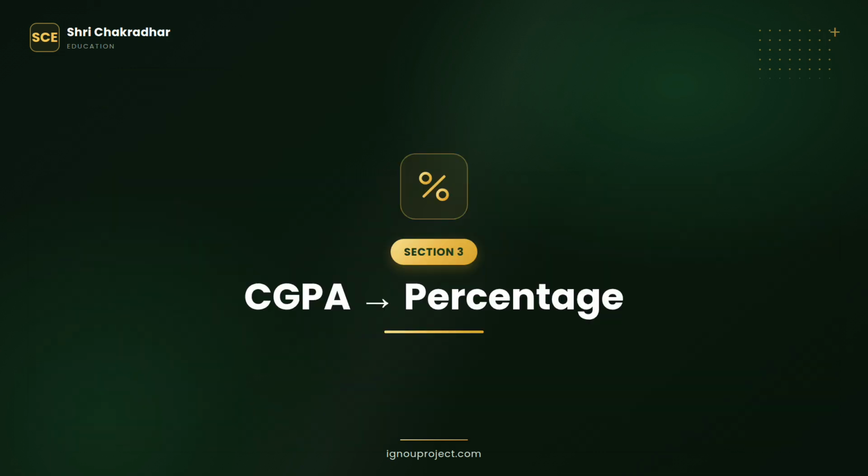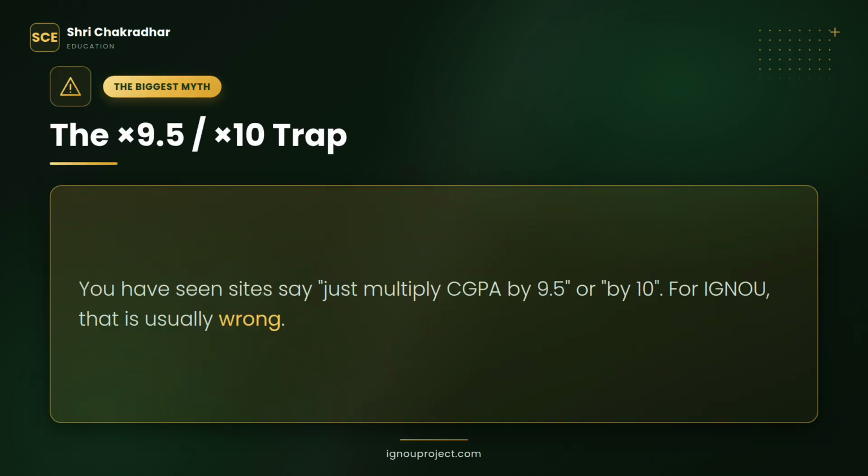Now comes the part everyone gets wrong, converting your CGPA into a percentage. Let us clear up the biggest myth about IGNOU CGPA. You have probably seen websites say, just multiply your CGPA by 9.5, or multiply by 10. For IGNOU, that is usually wrong.